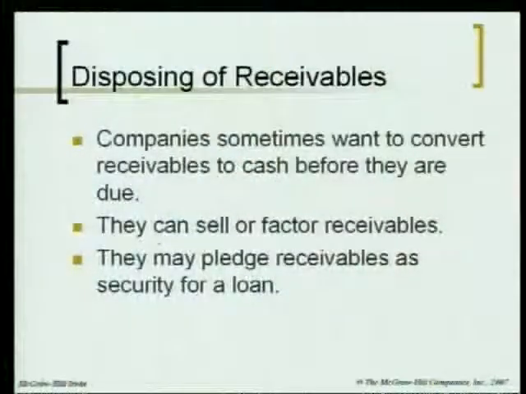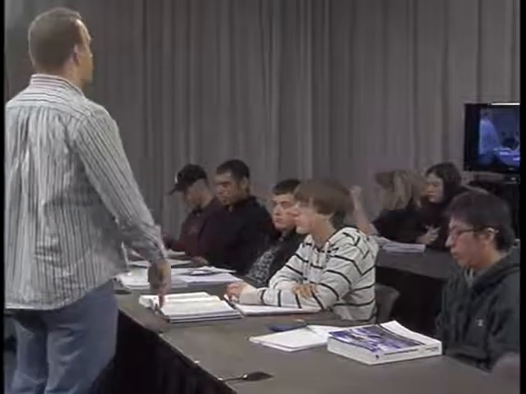Now, there is something also called disposing of receivables. Sometimes companies need money right away, and they want to convert them to cash quickly, even before they're due. So what they can do is they can sell, or sometimes it's called factoring receivables, okay? Coming off that, let's say that Peter owed me $1,000, and it's not due for another 3 months. But I need money today.